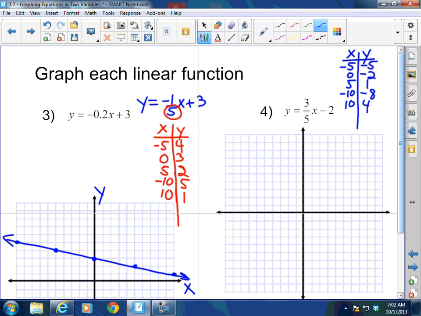So let's plot the points and graph it. Negative 5, negative 5. 0, negative 2. 5, 1. Negative 10, negative 8. And 10, 4. Connect the dots. You got your graph. Label the x and the y-axis. Done.